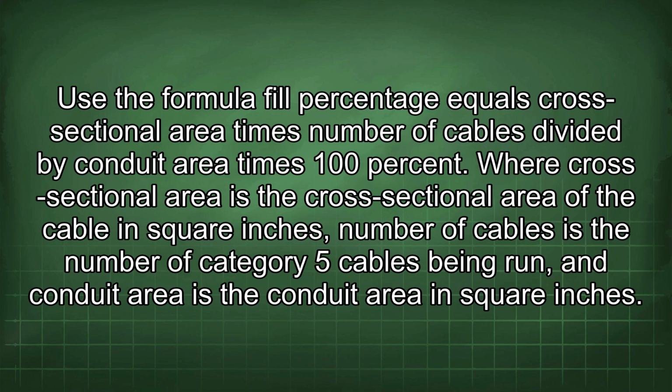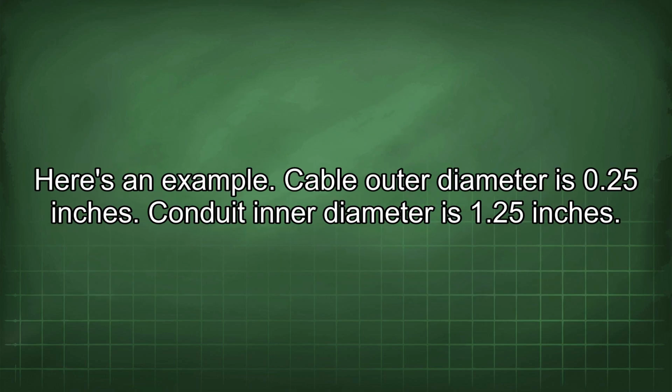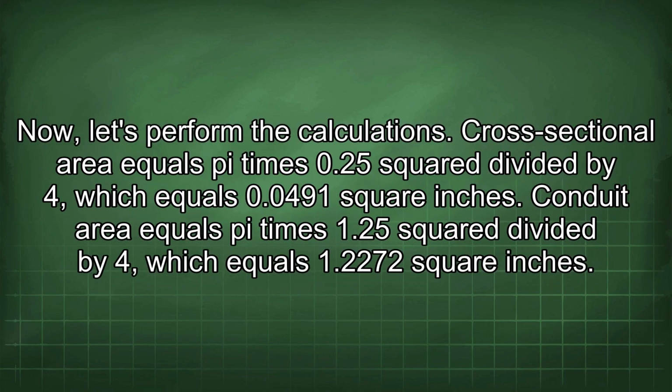Where cross-sectional area is the cross-sectional area of the cable in square inches, number of cables is the number of Category 5 cables being run, and conduit area is the conduit area in square inches. Here's an example. Cable outer diameter is 0.25 inches. Conduit inner diameter is 1.25 inches. Now, let's perform the calculations.